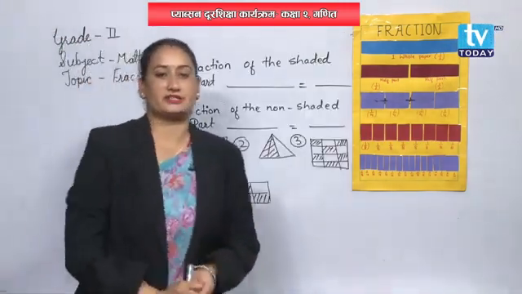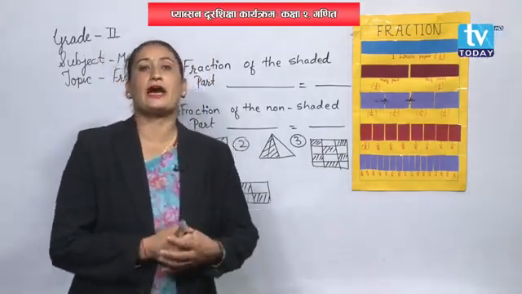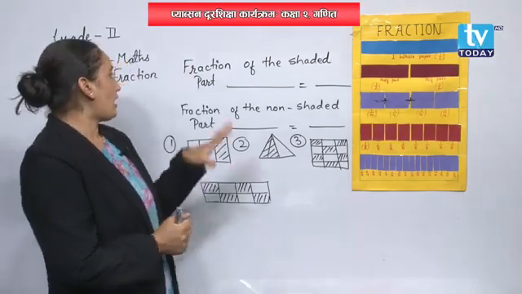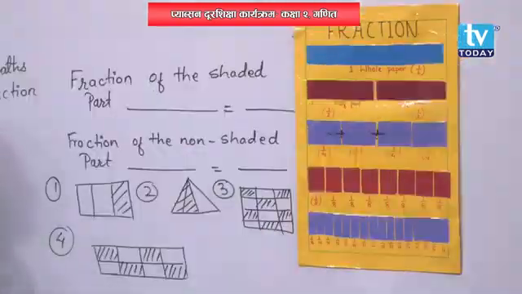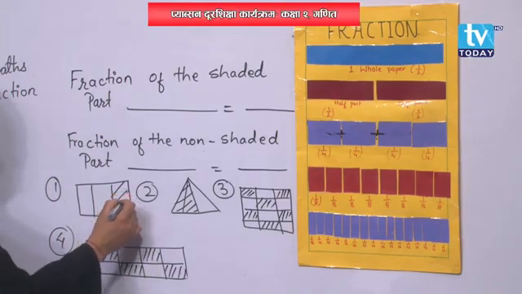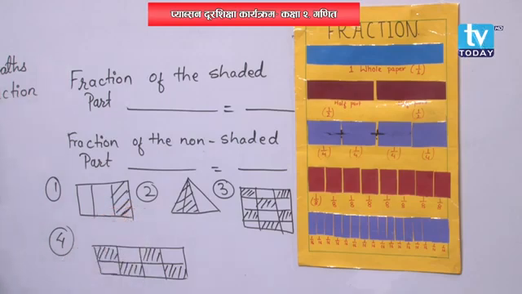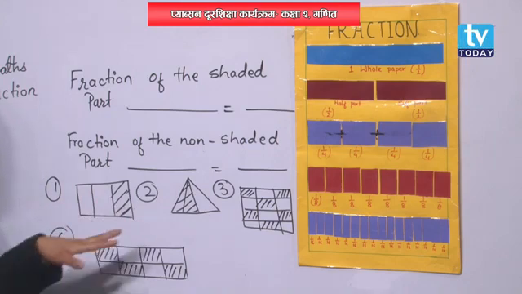Okay, now students, the next question is for you. Now students, you have to know how to write the fraction of the shaded part and the fraction of the non-shaded part. Have a look at the first picture over here. I have shaded it with lines over here, so you can do it in your notebook. Now can you count how many parts are here in this rectangle box?